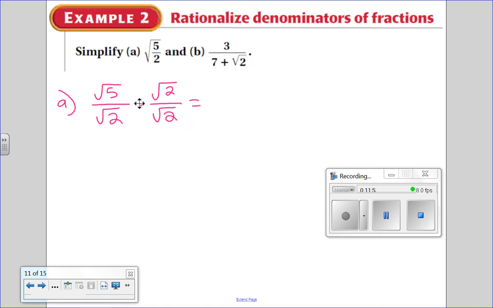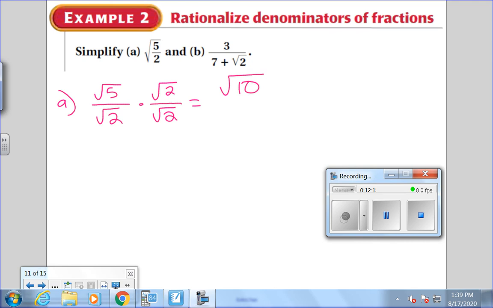So what I'm going to do is multiply my numerator and my denominator by square root 2. I'm not really changing the value of my original fraction. I'm multiplying by something that has the value of 1, because that's the same thing on the top and the bottom. But this is going to basically be a magic trick. You'll multiply straight across the top, you'll get square root 10.